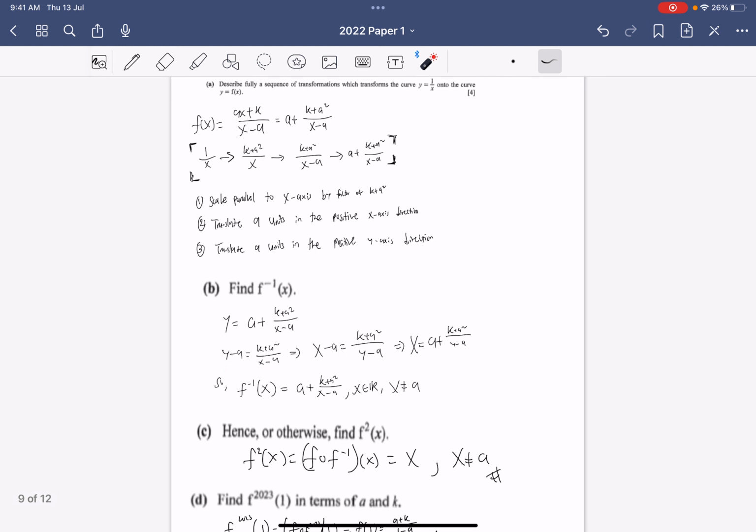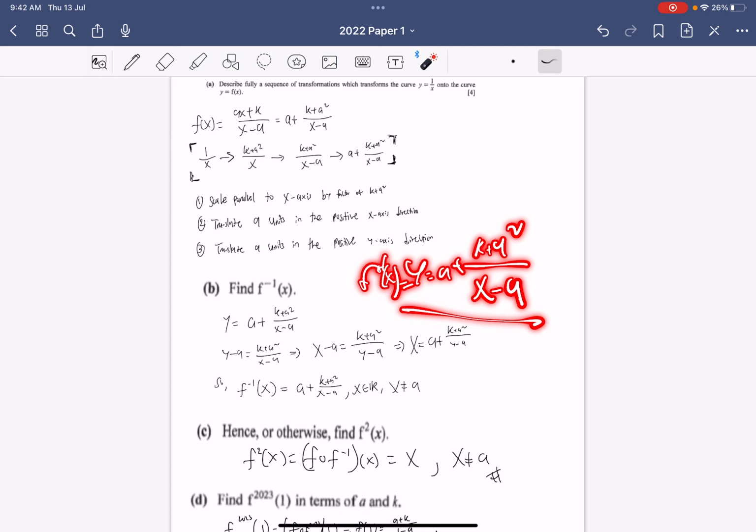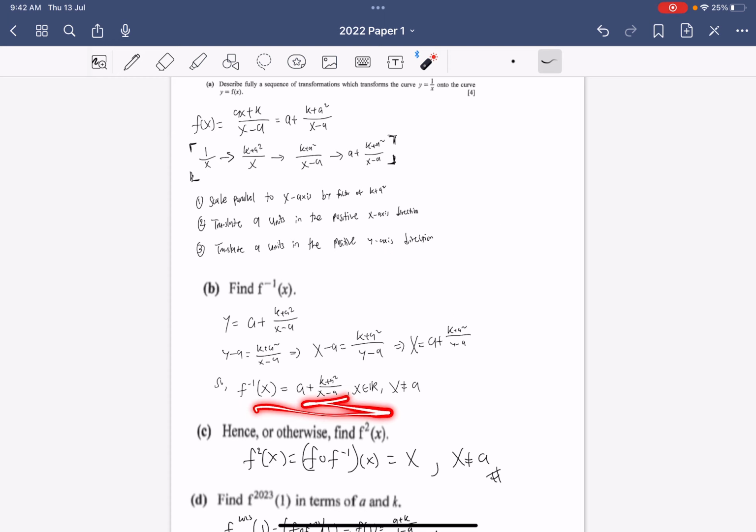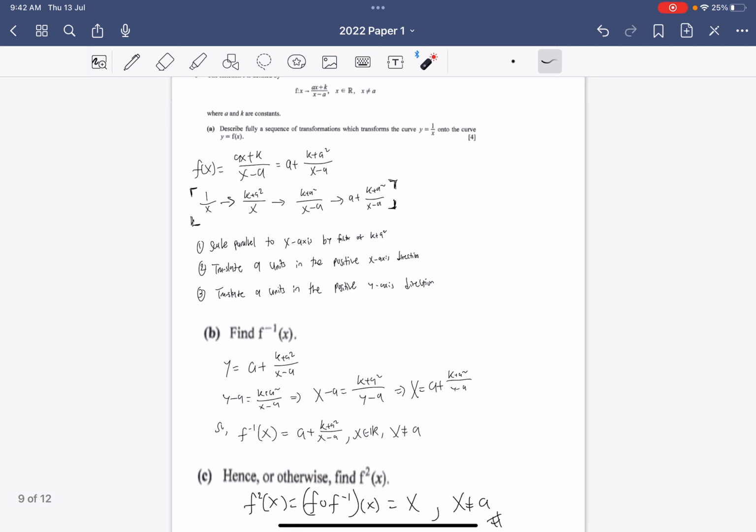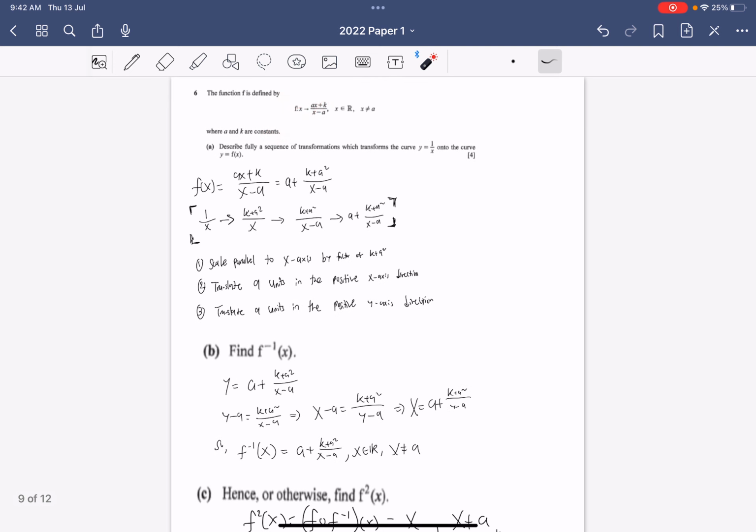So you do the following, where you bring the minus a over, and then you divide, bring up, which is what I did, and then you just bring the a over, and you realize it's actually x equals to this. So if we now change this x to y and this y to x, y equals a plus (k a plus a squared) over x minus a, this will become f inverse x, and you're done. So f inverse x is this, and you can see that it is exactly the same function as the top.